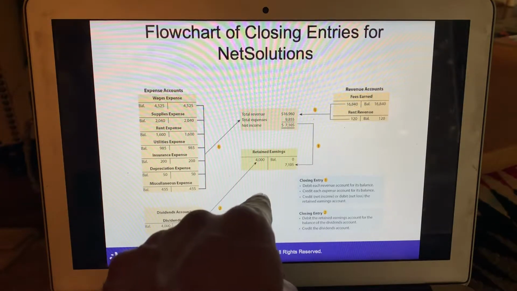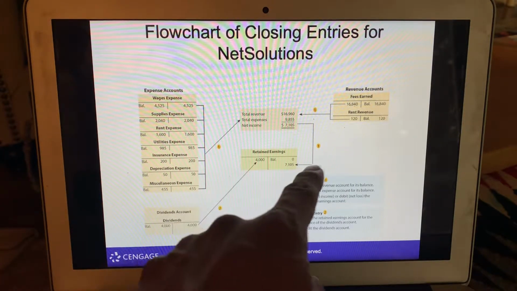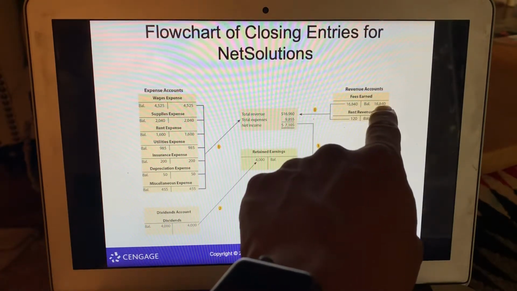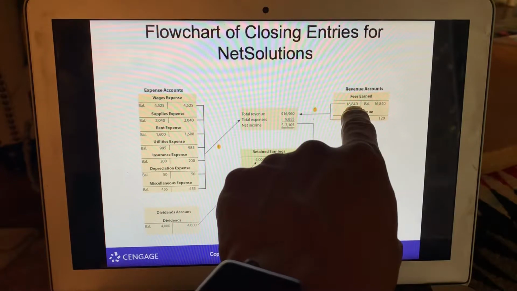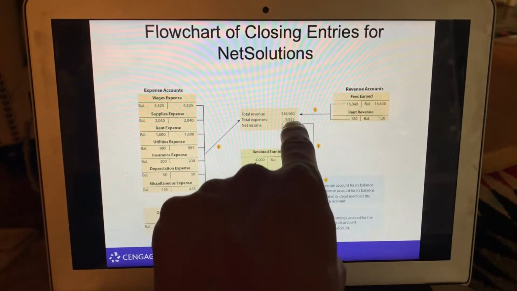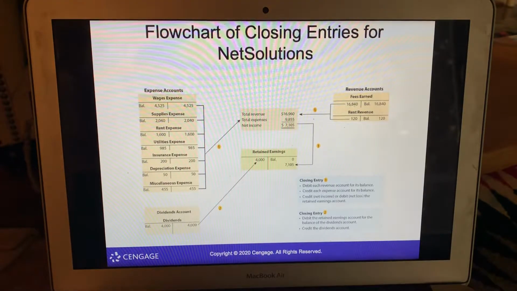And let's see our revenue accounts. Because it has a credit balance, we have to do an adjustment of the balance, which is going to be a debit, which closes straight to revenue. Then our revenue minus our total expenses gives us that 7,105.